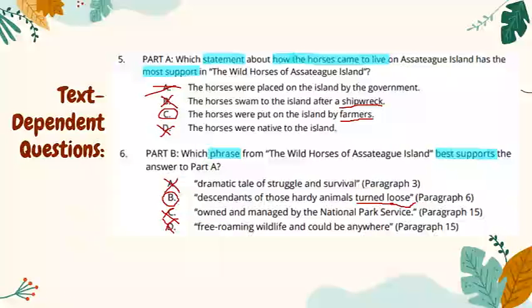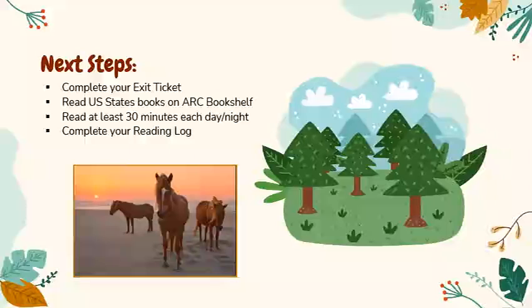All right, so we've done a lot of work with the wild horses of Assateague Island. You've done a lot of inferencing, looked for a lot of text evidence. What are your next steps?